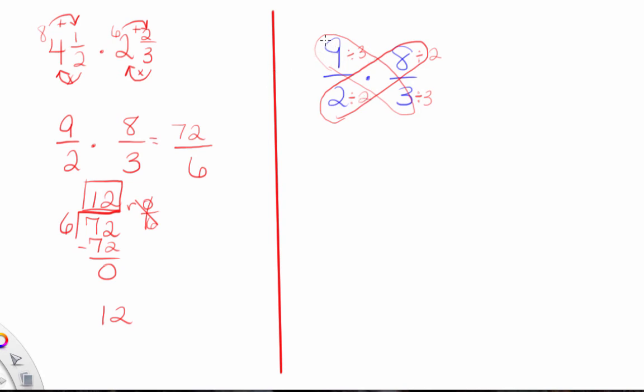And I'm going to get my answers. 9 divided by 3 is 3, so that's my new numerator of my first factor. 2 divided by 2 is 1, so that's my new denominator. So my first fraction is done. Now I move on to the second one. 8 divided by 2 is 4. 3 divided by 3 is 1. Now I multiply just like I did before. 3 times 4 is 12, and 1 times 1 is 1, which is just 12, because anything divided by 1 is a whole number, so that's just 12.